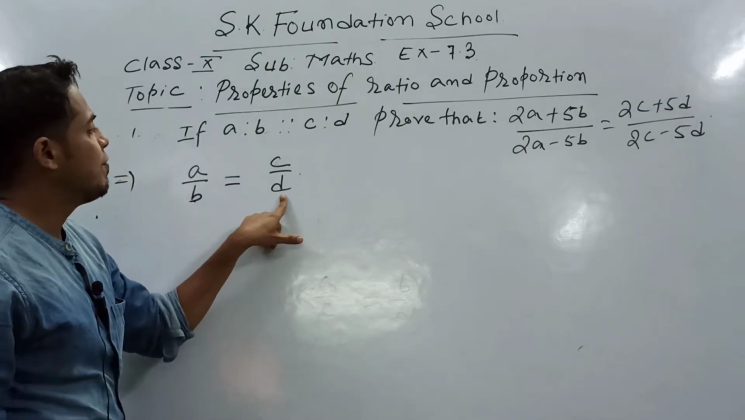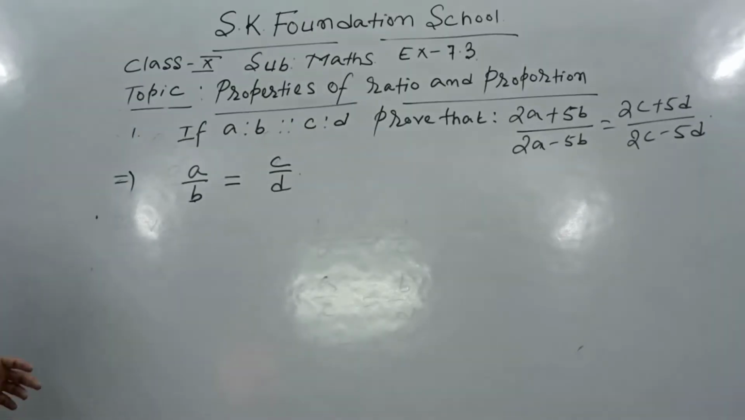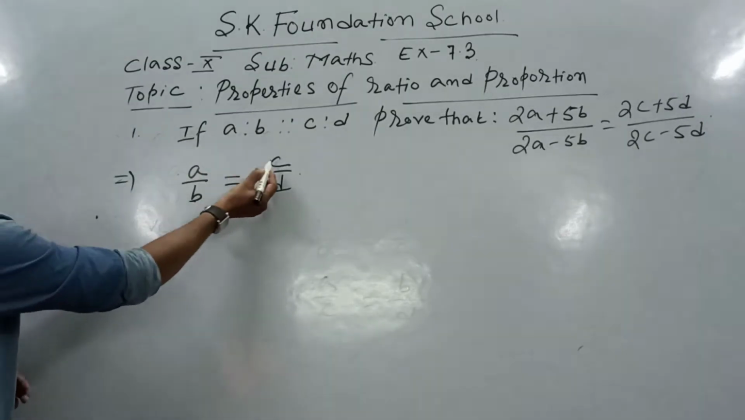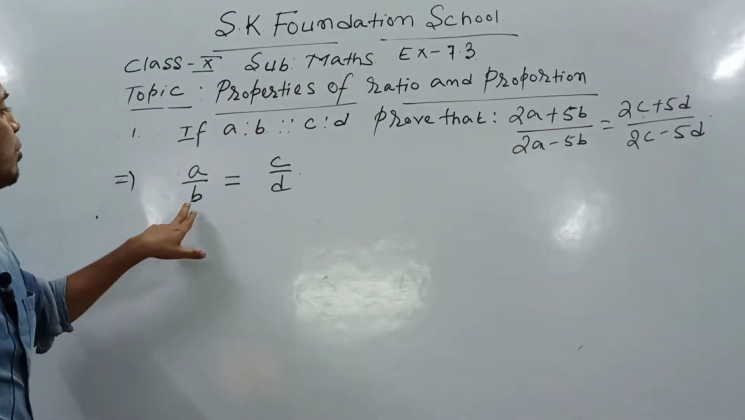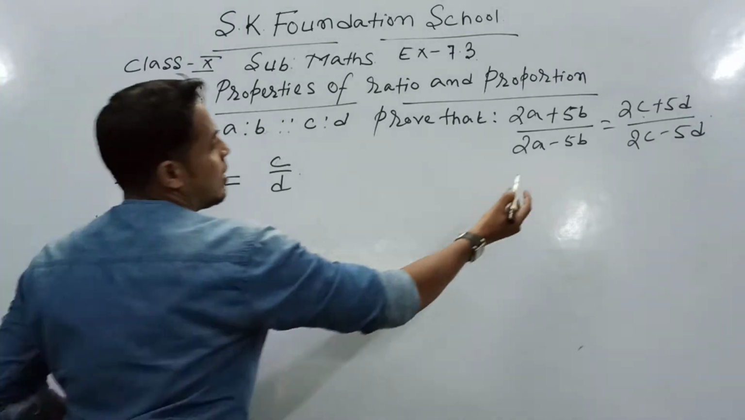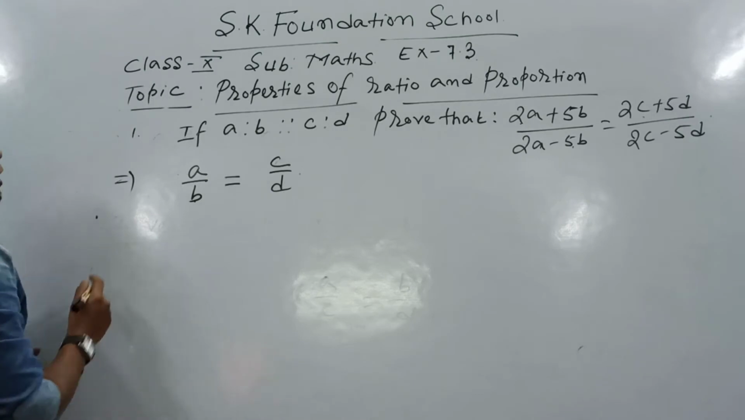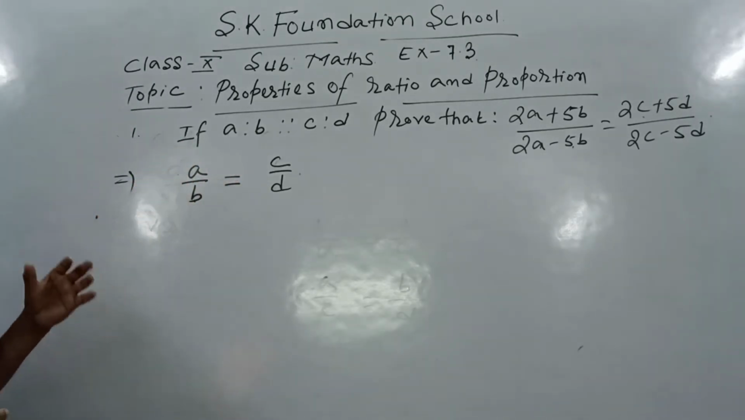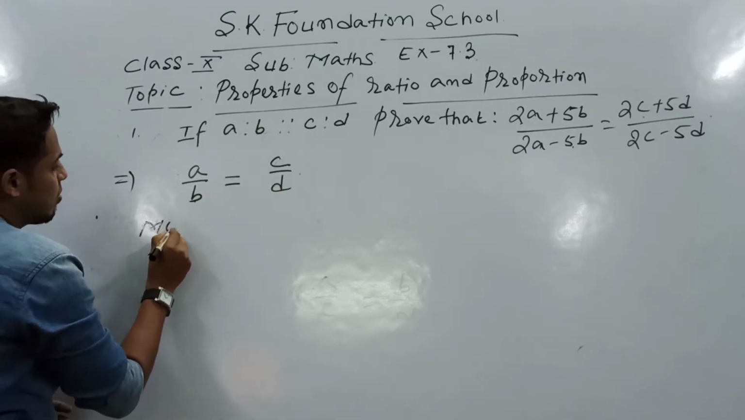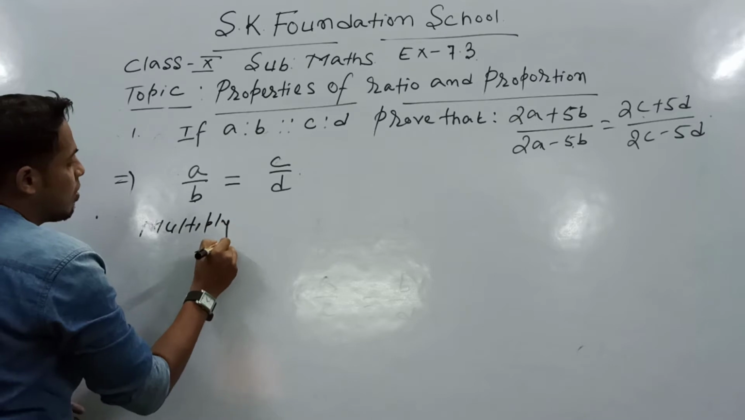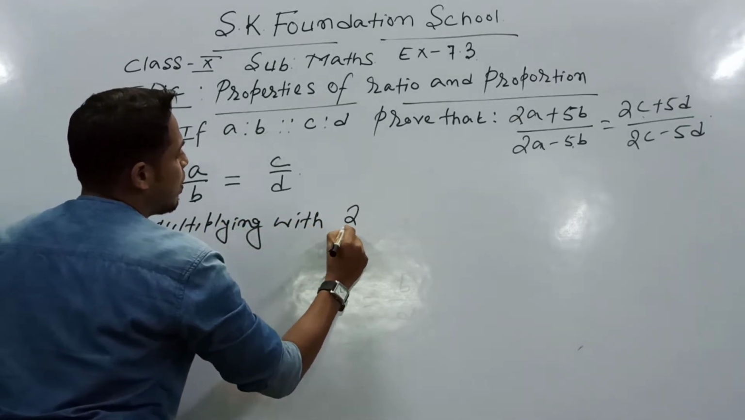In this part, D contains coefficient 1, but here D contains coefficient 5. So, there is one similarity. Both the numerators contain 2, 2, right? And both the denominators contain 5, 5, right? That means we are going to multiply this expression by 2 by 5.